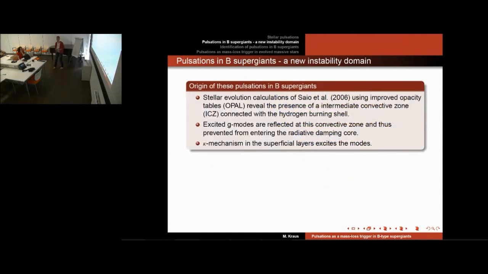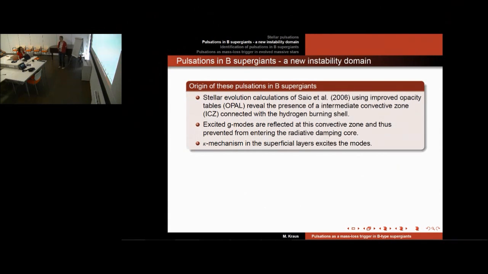So how is it possible? The answer is very simple. It happened only that Saio et al. took the new opacity tables provided by OPAL, and just by inserting these new, highly updated opacity tables, suddenly the stars were able to pulsate, which was not possible with the old opacity tables. So that was the only secret. So it is nothing special about these stars.